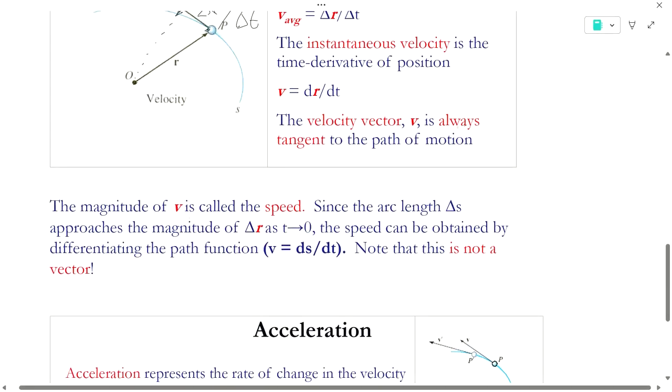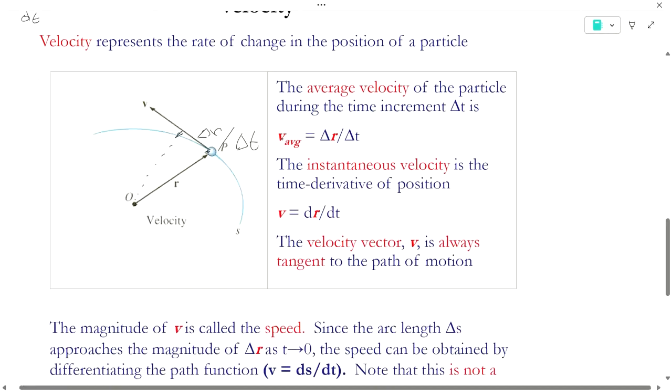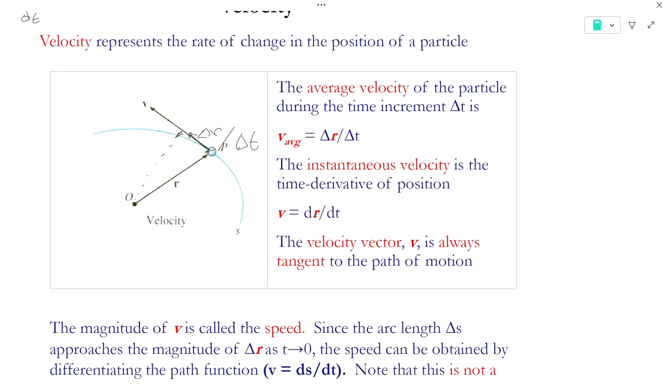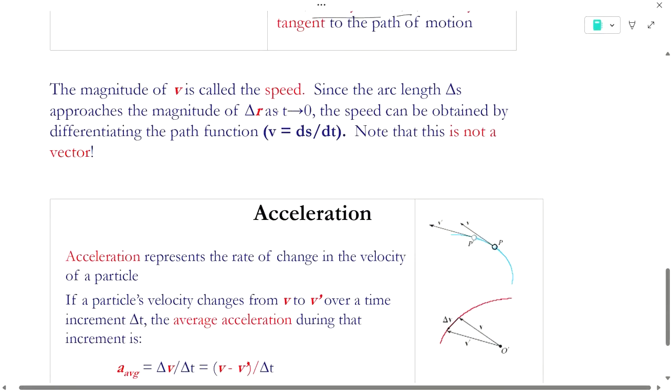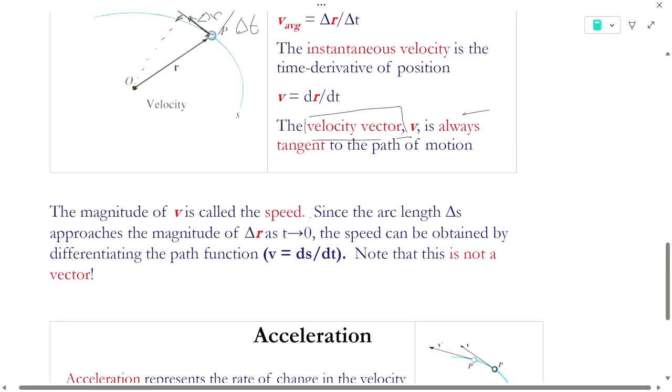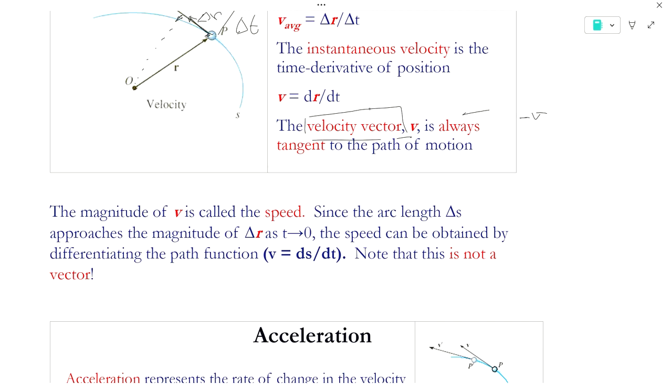The velocity vector is always tangent to the path of motion. Okay, so the velocity vector, as this is given, this is the velocity vector. It's tangent to the path of motion. So this is a question that you should be able to answer in your quiz. The magnitude of v is called speed. So velocity has a magnitude and direction. You can have a negative velocity if you're moving on a negative side of your coordinate system, or a positive velocity. The magnitude is the speed.